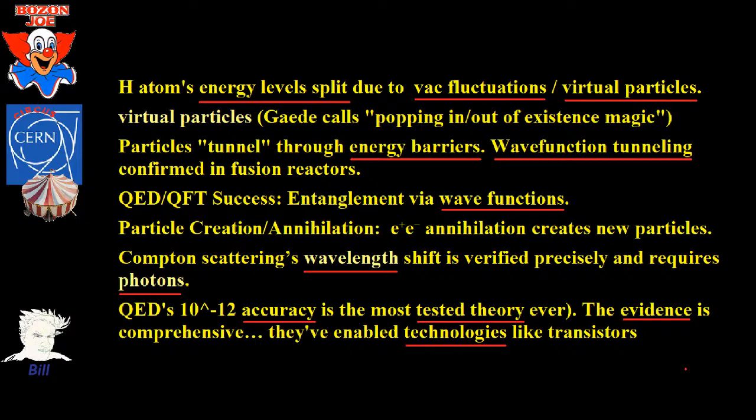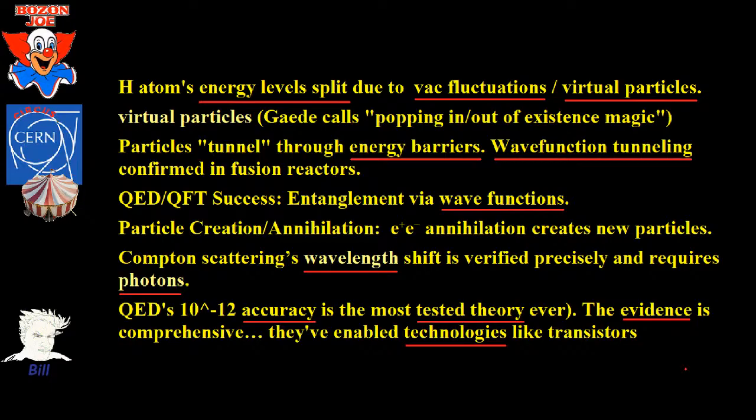Quantum scattering wavelength shift is verified precisely. Again, always precision and accuracy, right? And requires photons. Well, is a wavelength the same thing as a photon? Is a photon a little ball? And if so, how do you reconcile it with wavelength? Wavelength is something completely different than a photon. Photons cannot simulate wavelength. Okay, so again, he's got these contradictions. He just puts out words, meaningless words, and he thinks he's explained something with that.